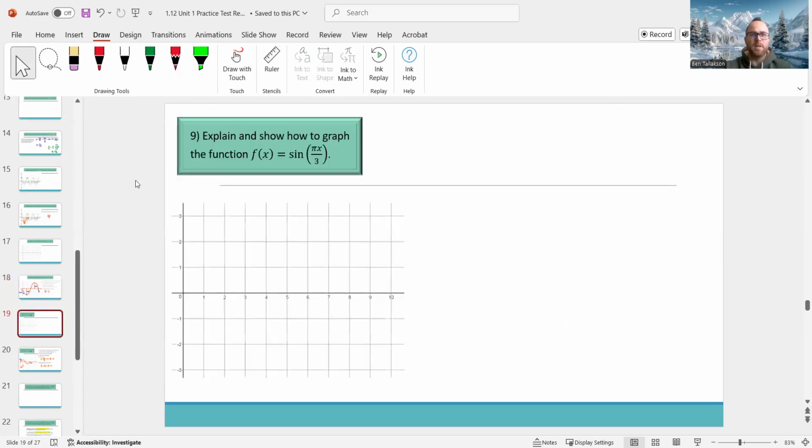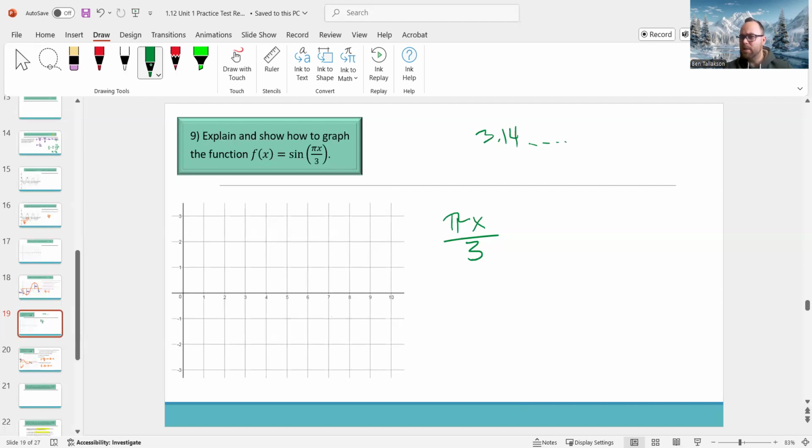Number 9, explain and show how to graph this function. A lot of explain and show today. It's good practice. If you see both these symbols, don't let them throw you off. You have pi x over 3. Remember, x is the variable, pi is a number, it's 3.14 and many more decimal places.